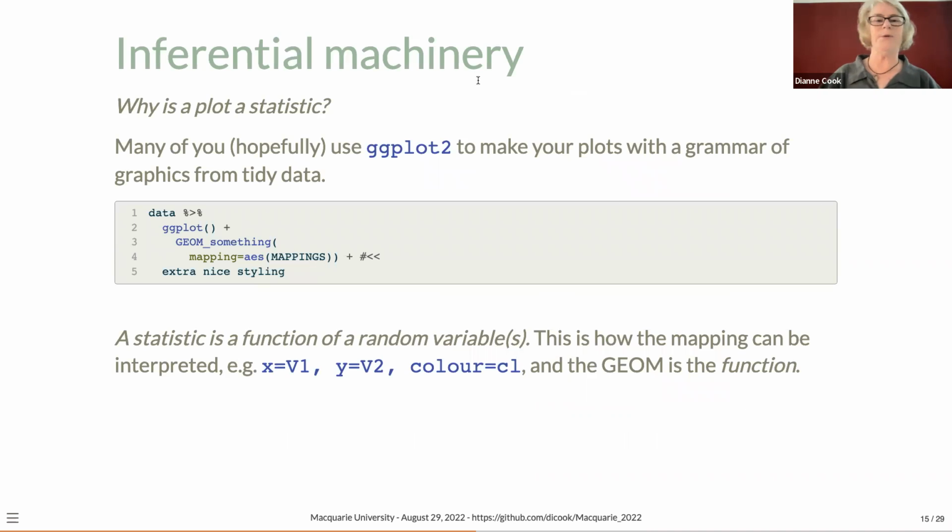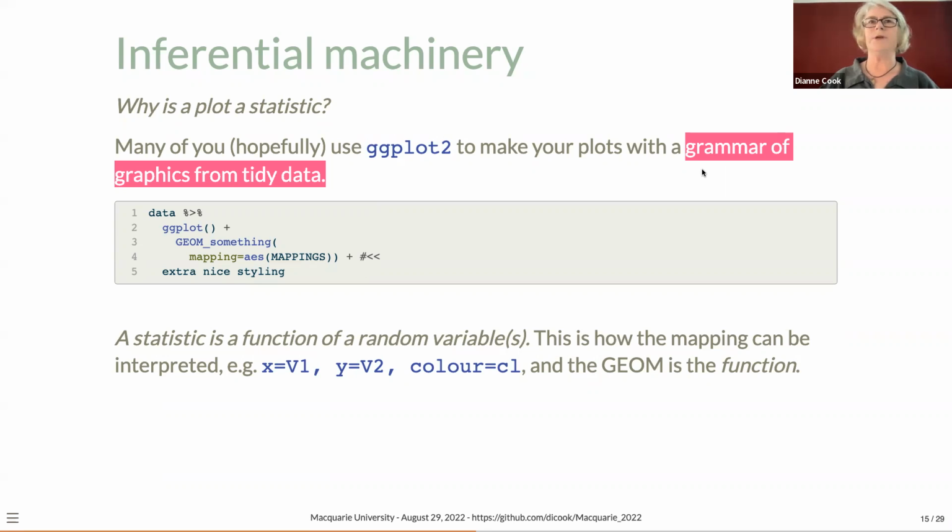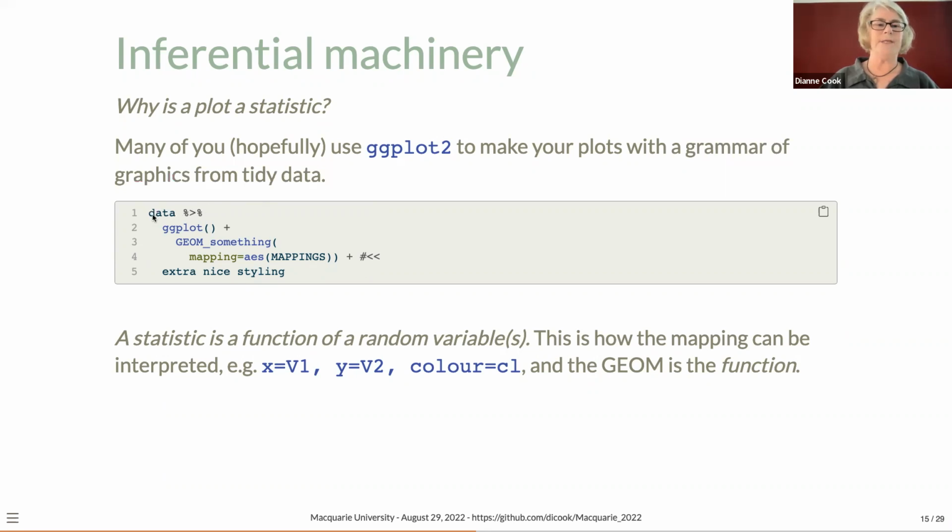Right, so the inferential machinery: why is a plot a statistic? How many people use ggplot for making their plots? Okay, a reasonable number. If you're using ggplot in R to make your plots, if you're using it effectively, you're taking advantage of the grammar. And the grammar is like this: you have some data, you pass it to ggplot, you use a geom, whether it's a bar chart or a point or a line, and you map the variables in your data set into elements of that geom. You might add some nice styling.